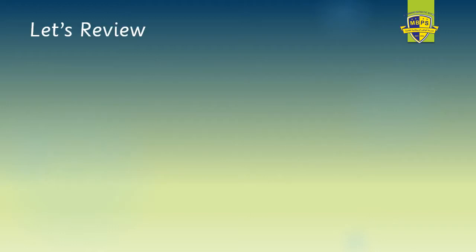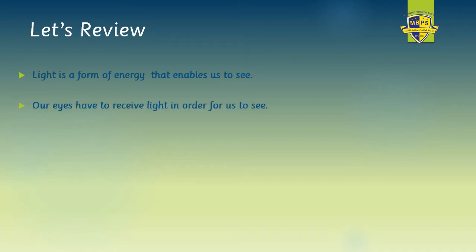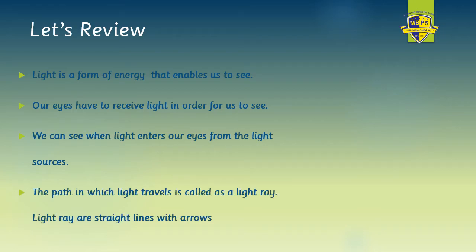Now let's review what we have learned till now. We have learned that light is a form of energy that helps us to see. And what sense organ do we use to see? We use our eyes to see. And we can only see when there is light. We cannot see when there is dark because only when light comes into our eyes we are able to see light. And light comes from light sources.